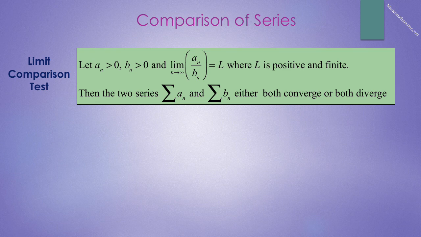So if b sub n converges, then your series a sub n will converge as well. If the benchmark series b sub n diverges, then your series a sub n will diverge as well.